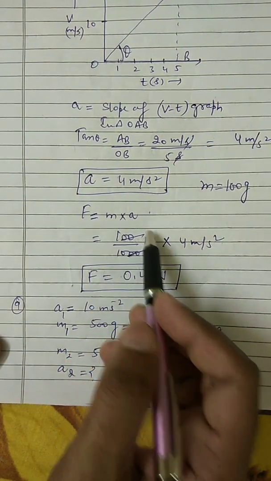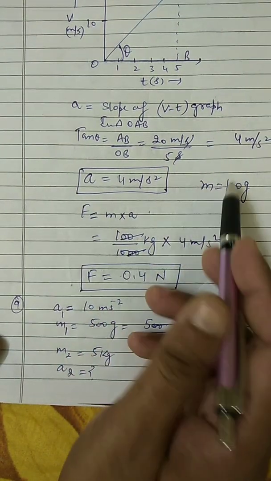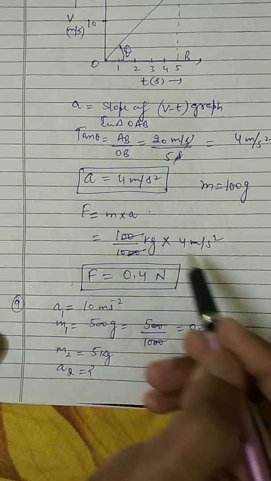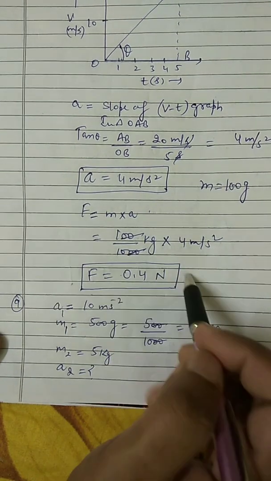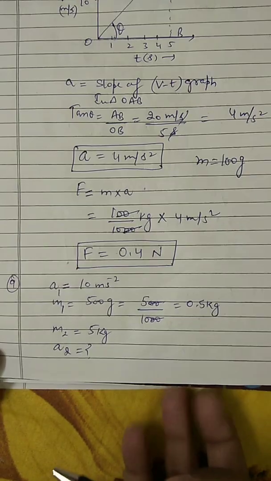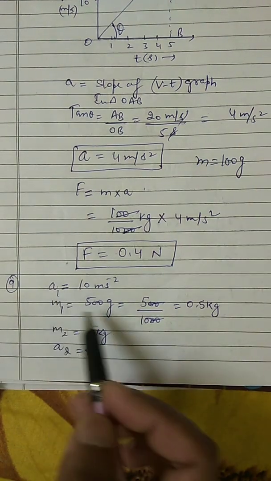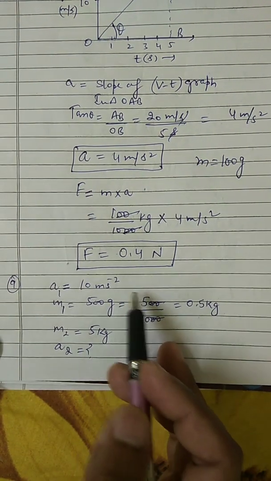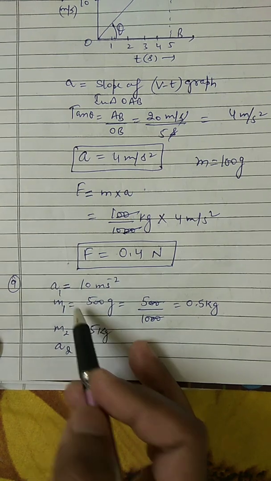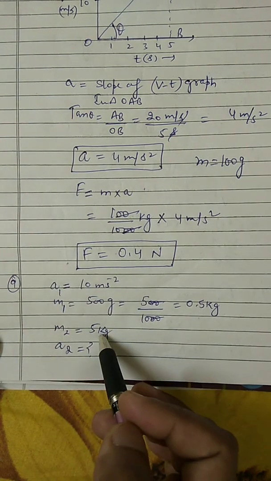Force is mass into acceleration. Mass is given 100 gram, converted into kg, into 4 meter per second square. Answer is 0.4 Newton. Now in ninth, constant force means the same force we have to apply on M1 and the same force we have to apply on M2.